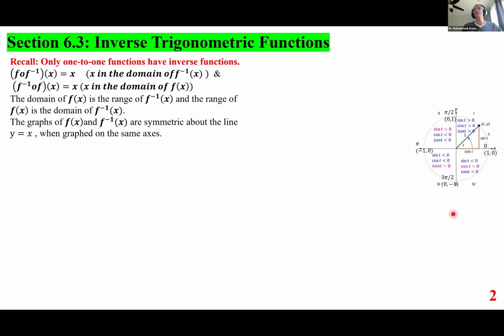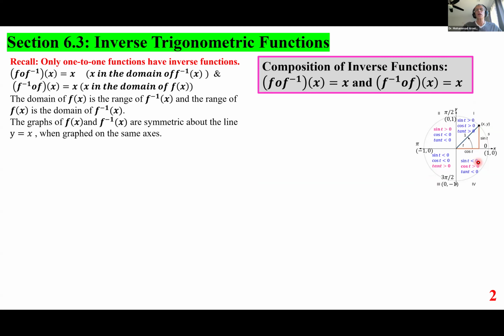Also reminding you about the trigonometric functions and various quadrants. Obviously, in the first quadrant, everything is positive. In the second one, sine is positive and therefore cosecant. In the third one, tangent is positive, so therefore cotangent. In the fourth one, cosine is positive, and the reciprocal of that, secant. And so having said that, composition of inverse function, f of f inverse equals x and f inverse of f equals x.